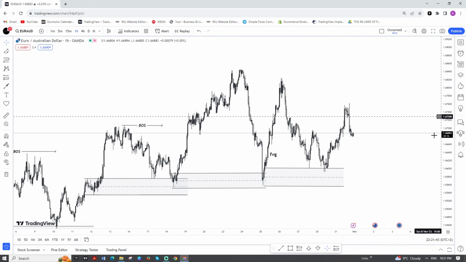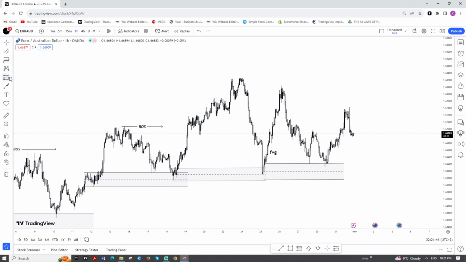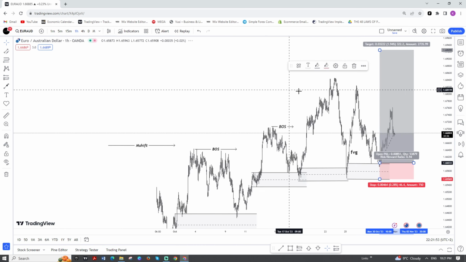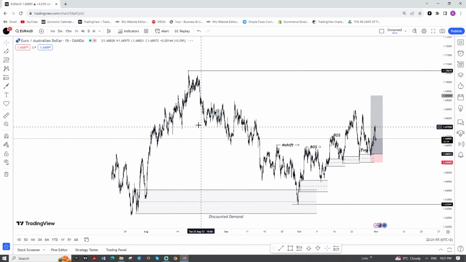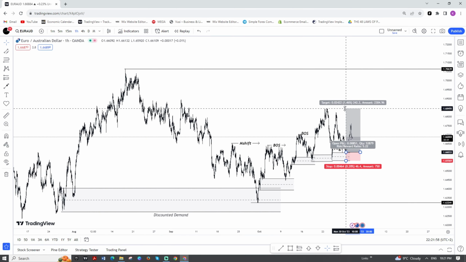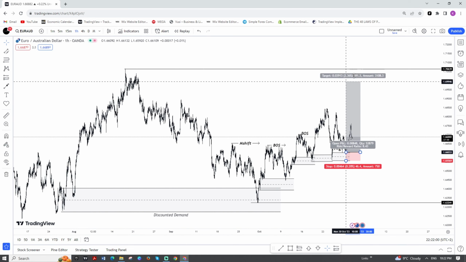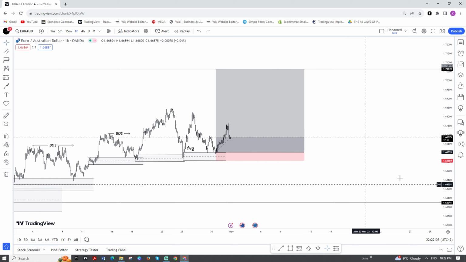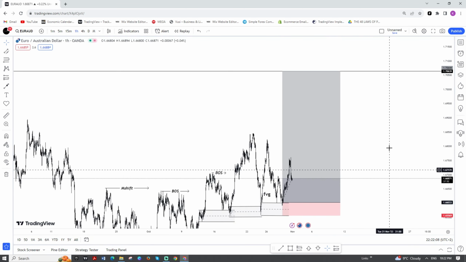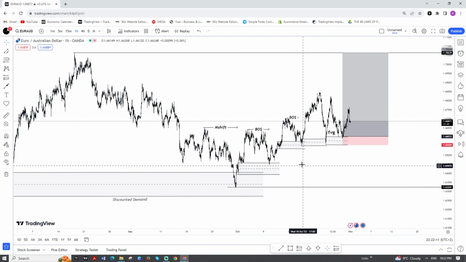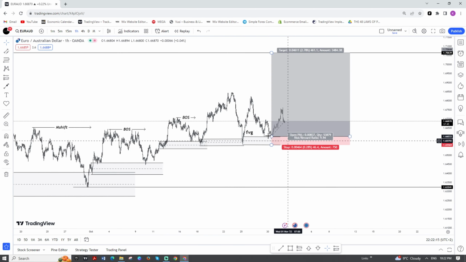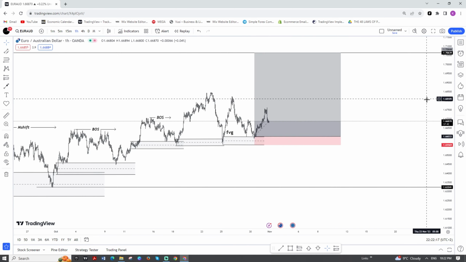I took my buys on this area right here, and I'm looking to go maybe all the way up. The first take profit level was probably here, but essentially what I'm looking for is to go all the way up with it. So I don't know where it will take us, but this is the first trade that I took for this week, right guys? It was on that Monday.